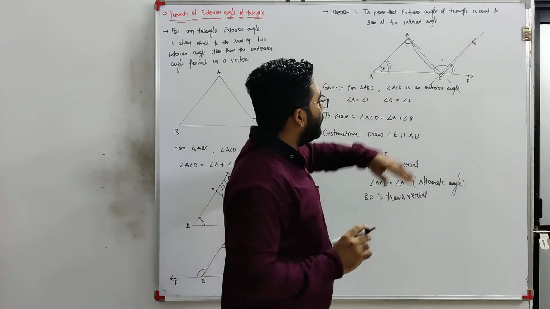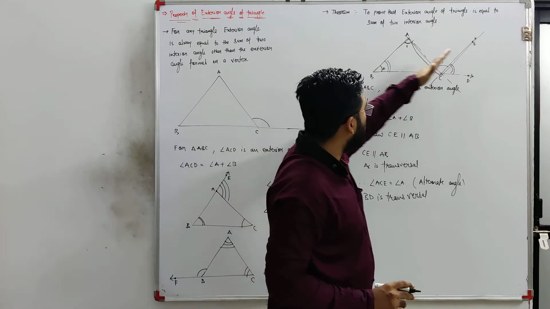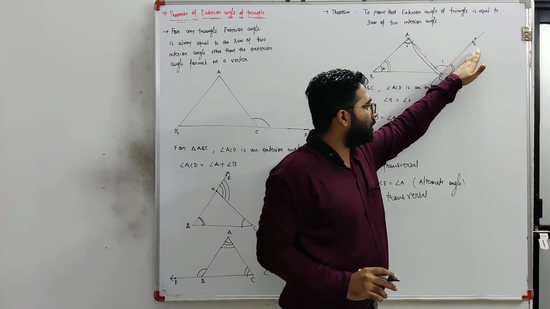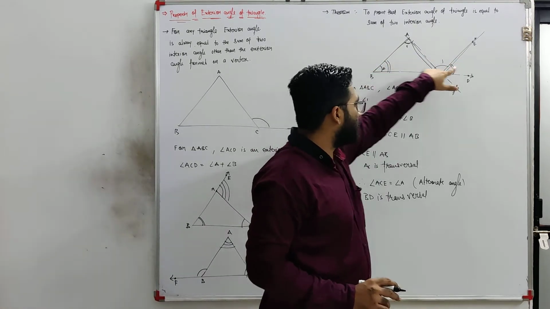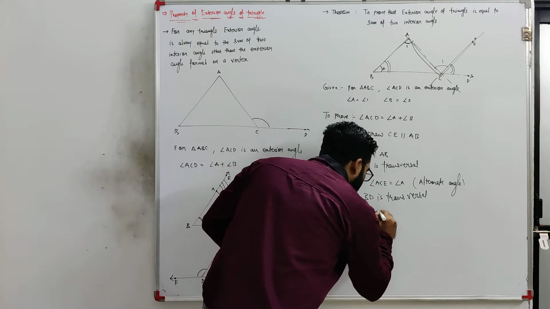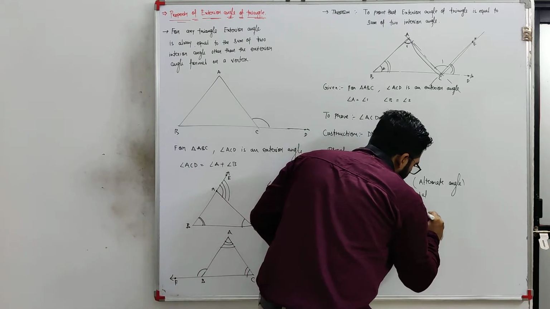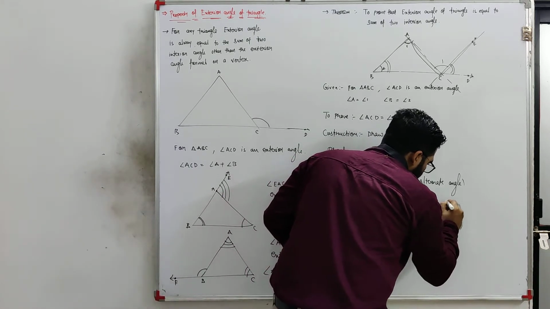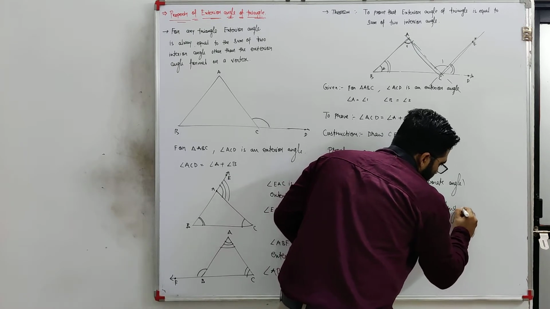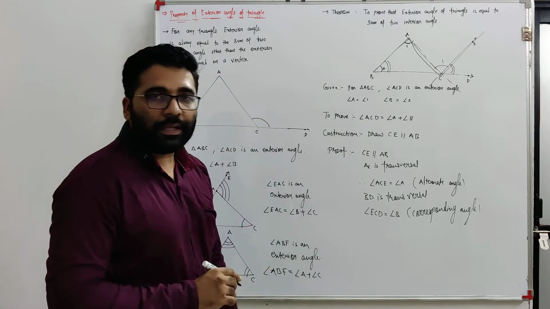And here, if you have seen, an F is created. So this one is the interior side, this one is the exterior side. So these two are equal. So here I am saying that angle ECD is equal to angle B. Why? Corresponding angle.